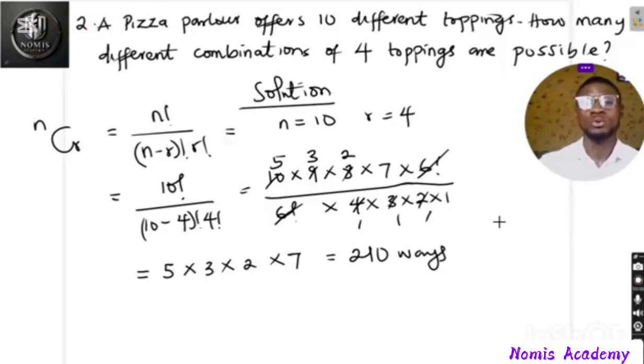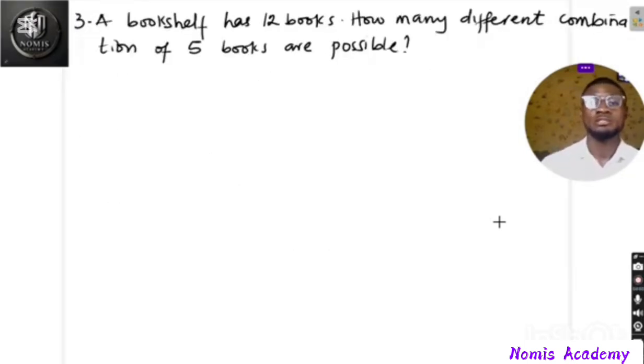I hope you understood what we did in this video. Let's take the third example. The third example says a bookshelf has 12 books. How many different combinations of 5 books are possible? Now, if I am to make selections of 5 books in different ways, how many ways can I have that? 5 books to be selected from 12 books? So I know that this is about combination, and I can just go into the formula.